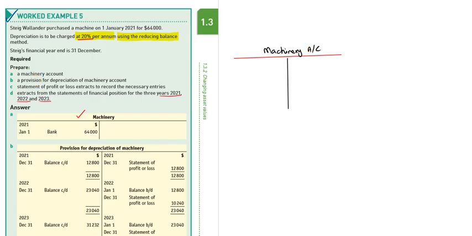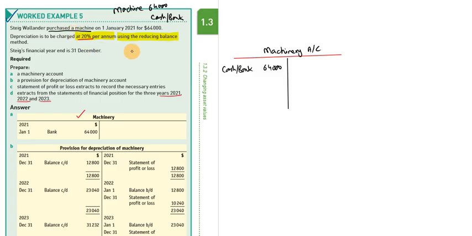SW purchased machinery for $64,000. So what's the double entry of purchasing a machine? It means machine debit and cash credit, or you can say bank credit. So in the machine account, we will write 64,000 on the debit side. Against it you can write cash or you can write bank. It's up to you. So this is the machinery account.